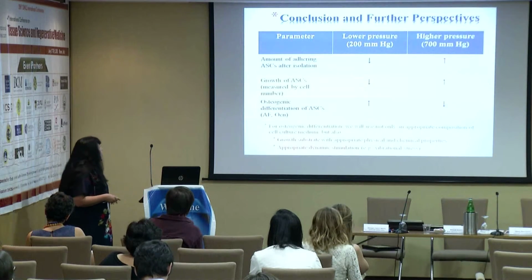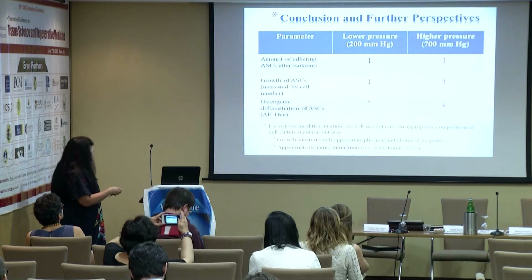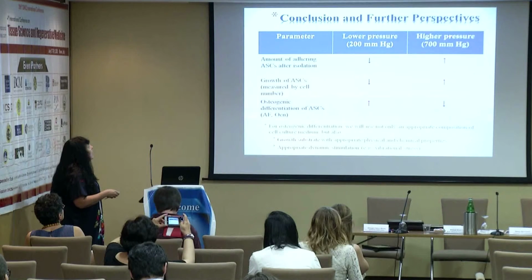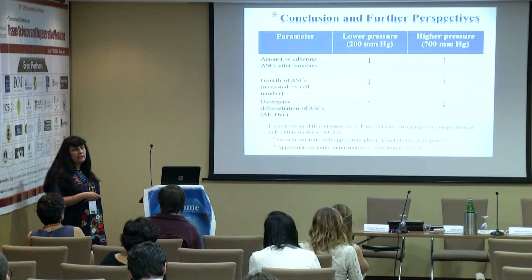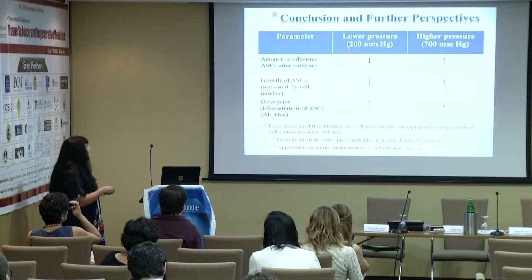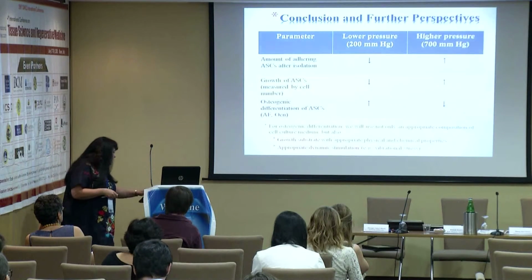So we can conclude, as I told, cells isolated under higher pressure, minus 700 torrs, are better in cell adhesion and growth, and cells isolated under lower pressure are better for osteogenic cell differentiation.